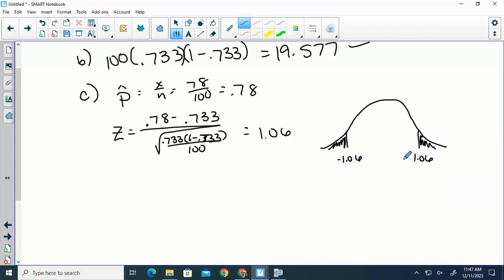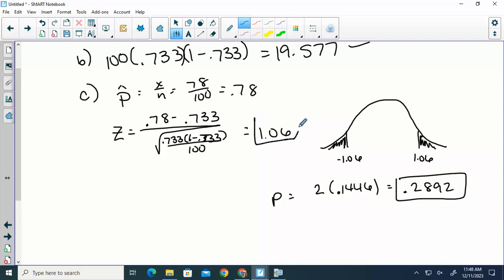Now they should be the same, right? So if I find one of them, I could just add them together. Which one would be easier to look up? 1.06 or negative 1.06? Probably the negative, since our table gives us the less than. So if we look up the probability for negative 1.06, we get 0.1446. And we know we have two of those because of the two tails. So our probability is 0.2892.